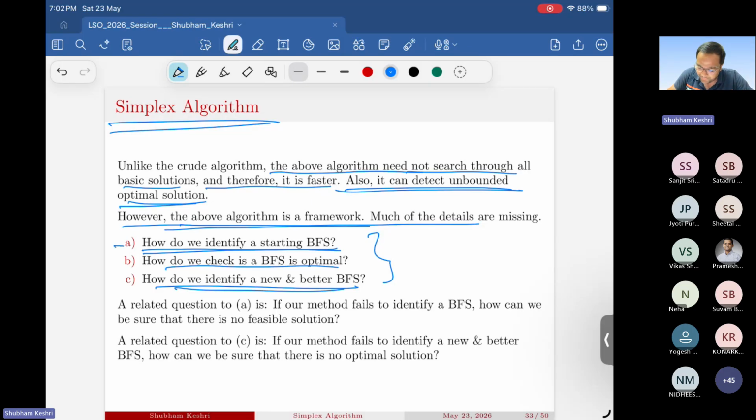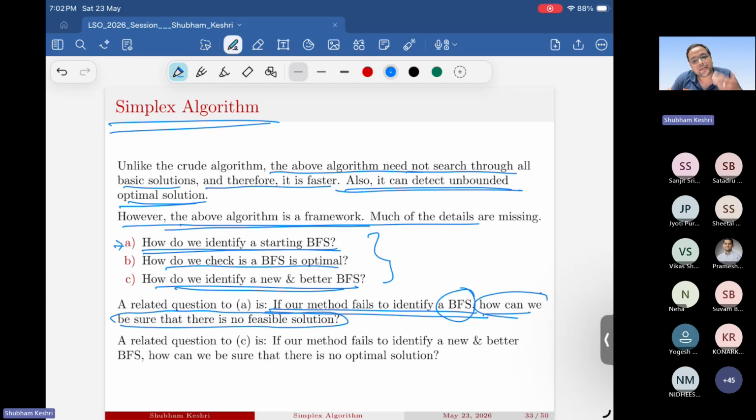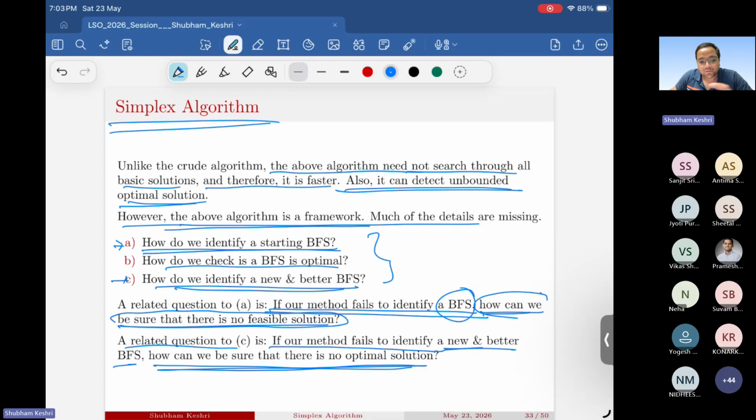Some related question to one. If our method fails to identify one BFS, how can we be sure that there is no feasible solution? So we are saying that if I cannot identify a basic feasible solution, let me say that the LP is infeasible. Will it hold in all the cases? Is it true? A second question related to question C is, if our method fails to identify a new and better basic feasible solution, how are we sure that we have no optimal solutions? So these are the details of simplex.